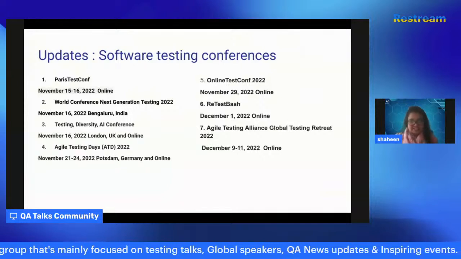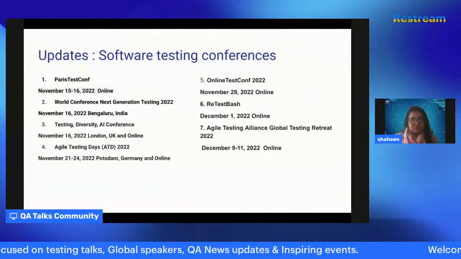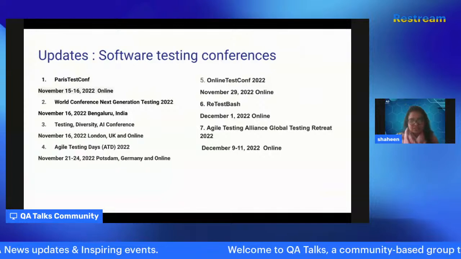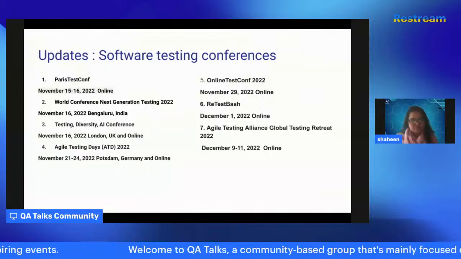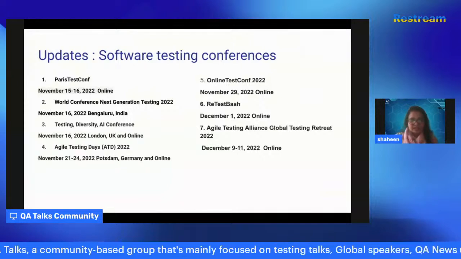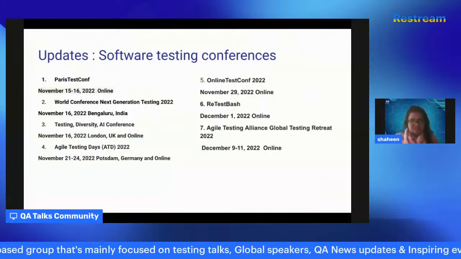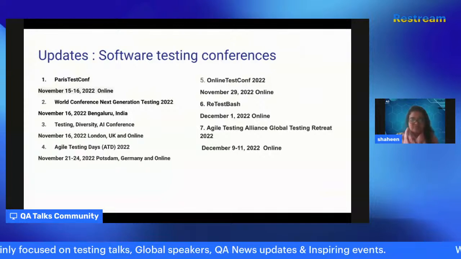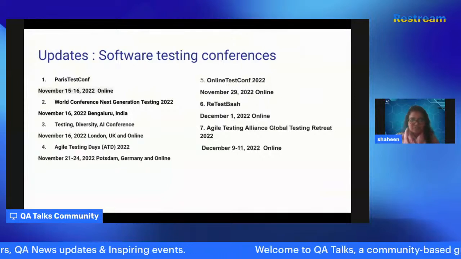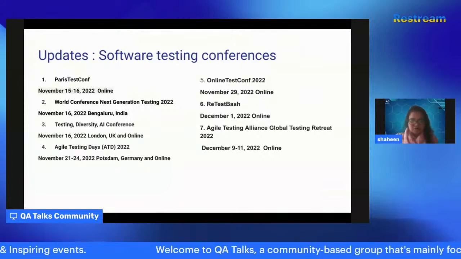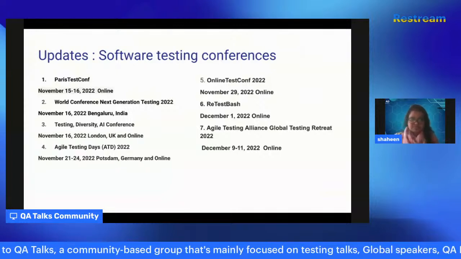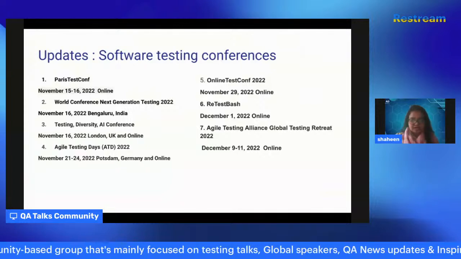Agile Testing Days, which is going to happen on 21st to 24th of November. It is in Germany, which is going to be online and also face to face. Online Testing Conference, November 29th. This is an online conference. Retest Bash, which is going to happen on December 1st. This is also an online conference. Agile Testing Alliance Global Testing Retreat, which is going to happen on 9th of December. This conference is also online.